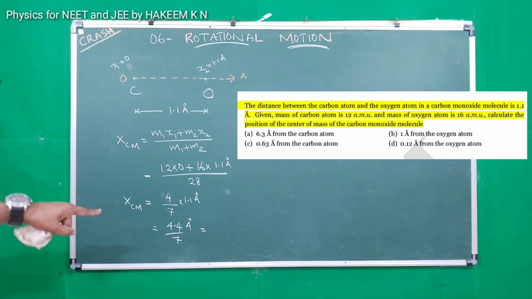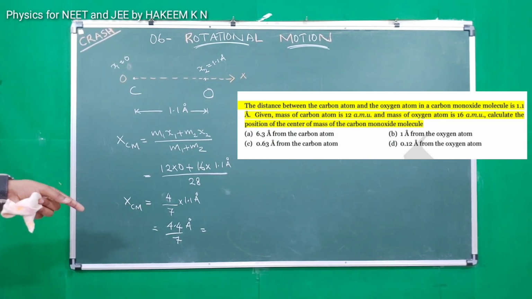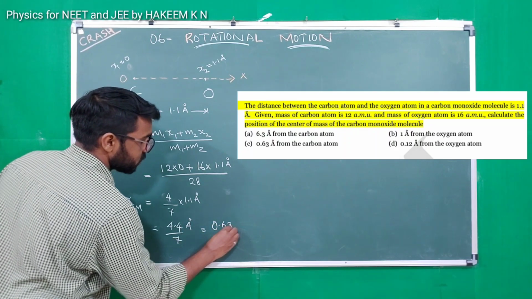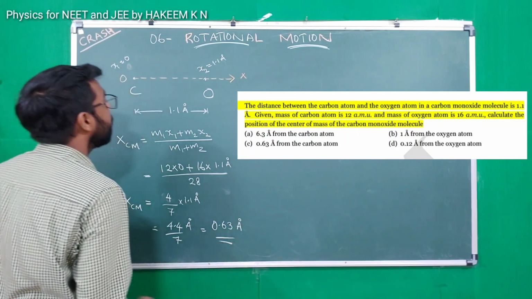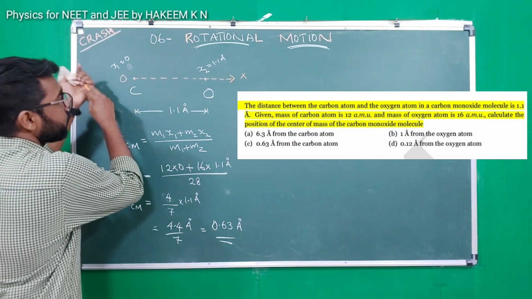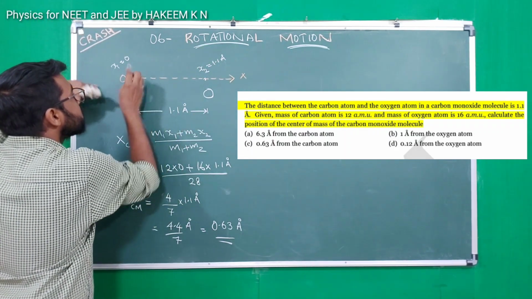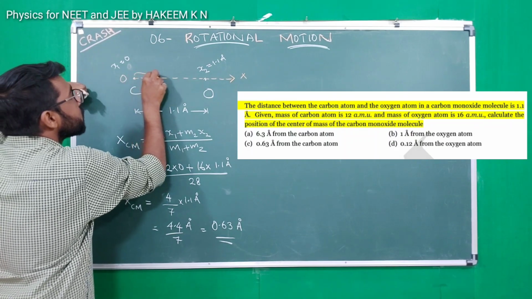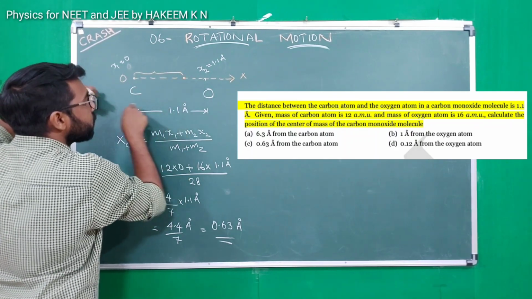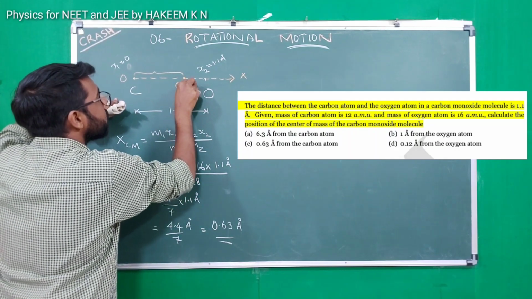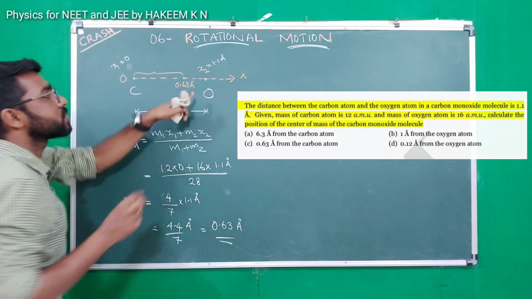Option A is wrong. Option B is also wrong. It will not be 1 angstrom. 0.63 angstrom from the carbon atom. So the total distance is 1.1 angstrom. So we will get the position of the center of mass 0.63 angstrom away from the carbon atom and near to oxygen.